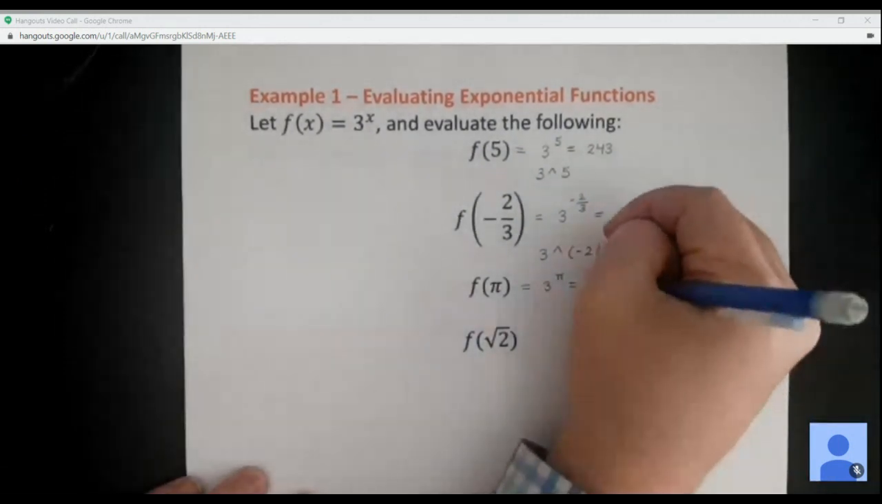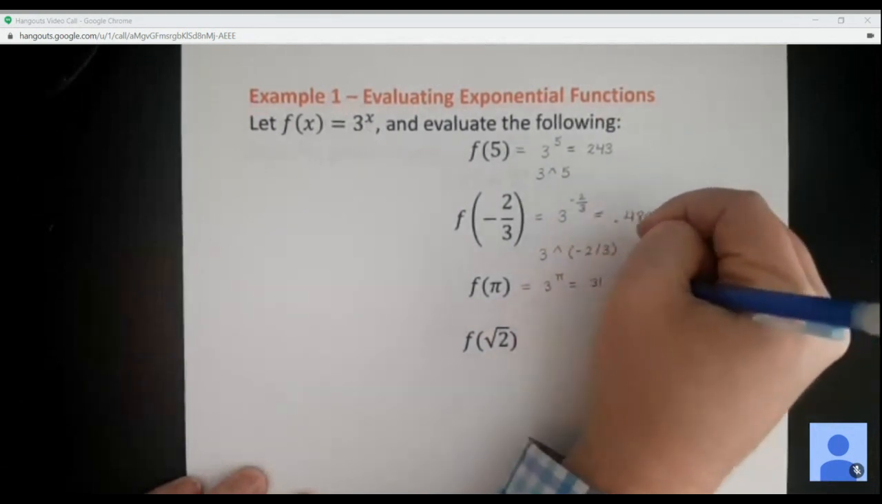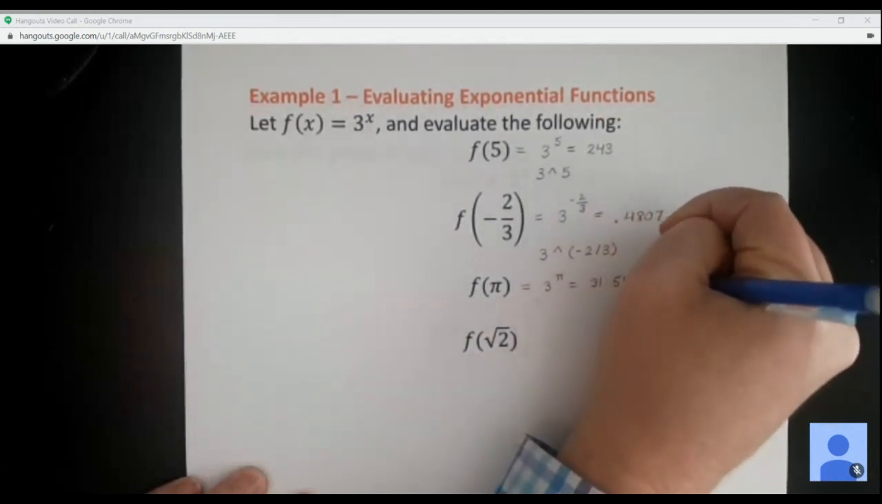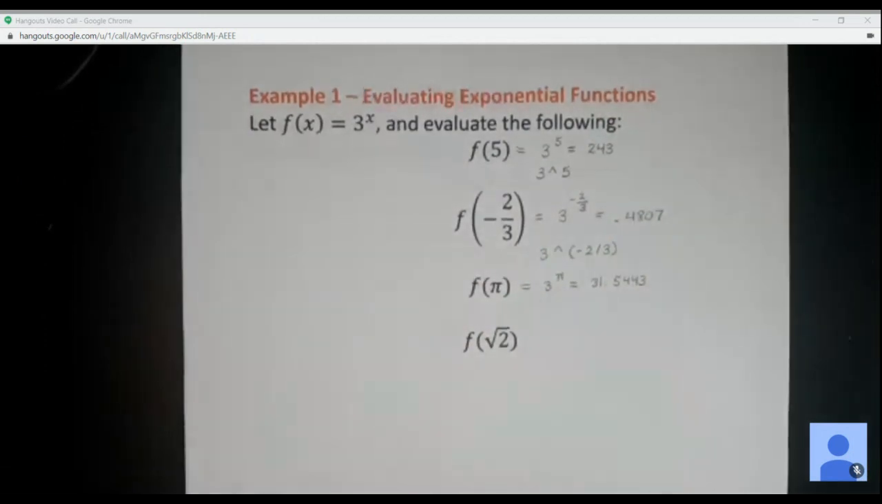Okay, so 31.5443 looks good. Okay. Any questions on that one?